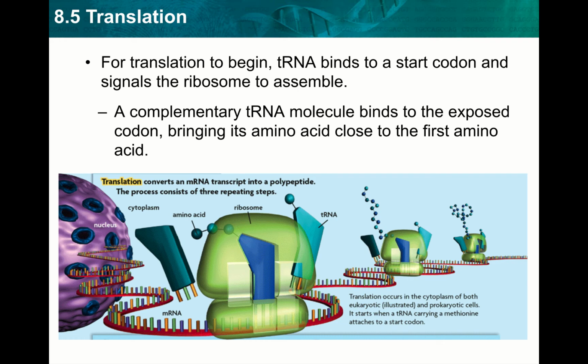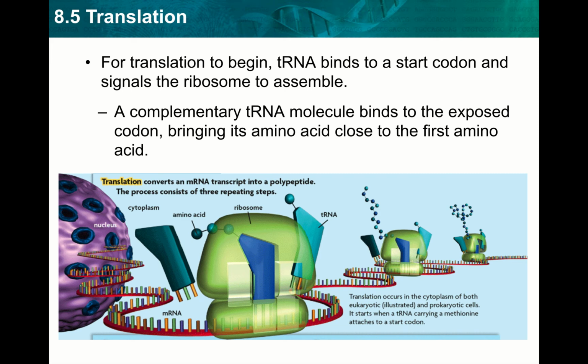Okay, so for translation to begin, tRNA is going to bind to a start codon and signal the ribosome to assemble. So once the mRNA is out in the cytoplasm, tRNA is going to bind to a start codon and it's going to allow a ribosome to assemble around that mRNA strand. And you can see that this is occurring at many spots. It's not just one ribosome. You can see many ribosomes binding around the start codon.